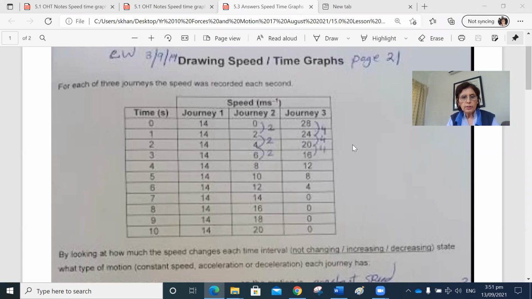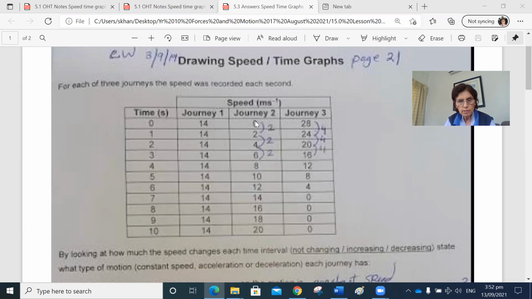Oh, hello. In this video, we are going to look at speed time graphs. So now here we've got information for three different types of motions. In journey one, that is the speed of the car given in meters per second. If you look over here in the first part, speed remains at 14 meters per second as the car moves along. So that's the constant speed.